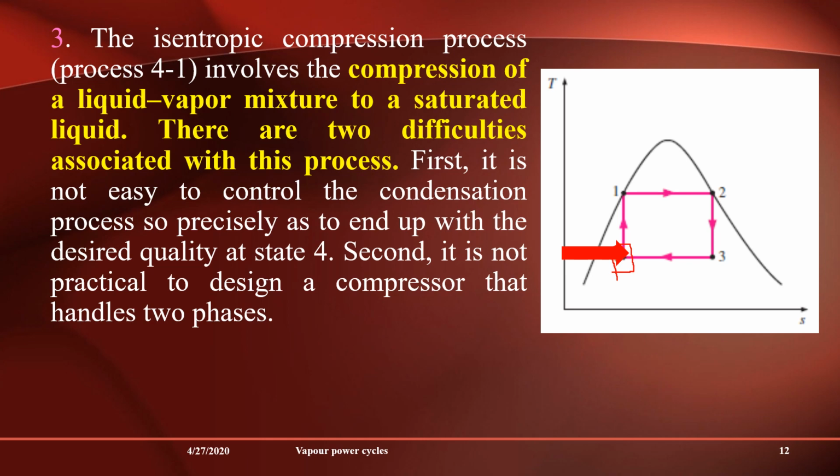So two difficulties are associated with this. First one, it is not easy to control the condensation process. Specifically, it has to end up exactly at the desired state 4. So here it is very difficult. Second one, it is not practical to design a compressor that handles two phases. Generally, just like the turbine, compressors are designed for handling only one phase, generally preferring the vapor phase. And if liquid content is there, we use a pump for pressurizing the liquid. So that is the difficulty regarding the process 4-1.